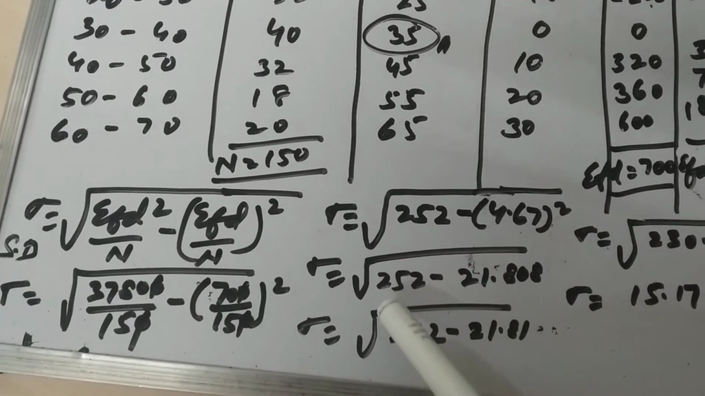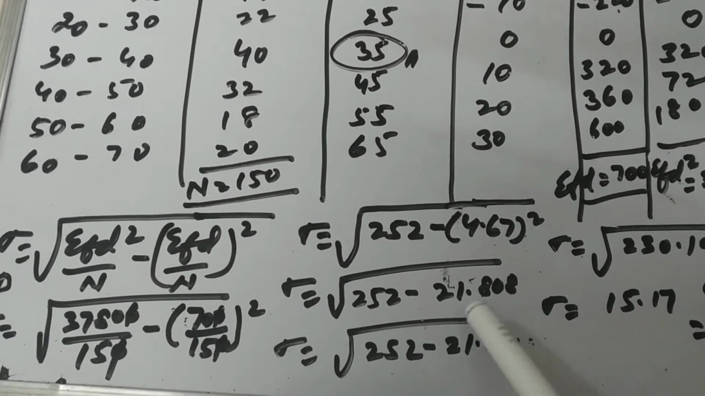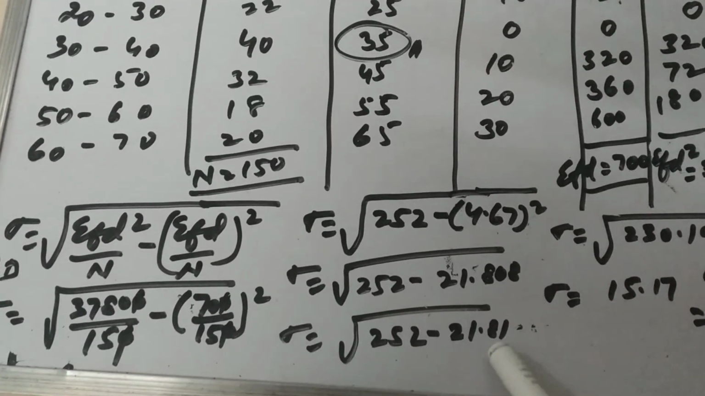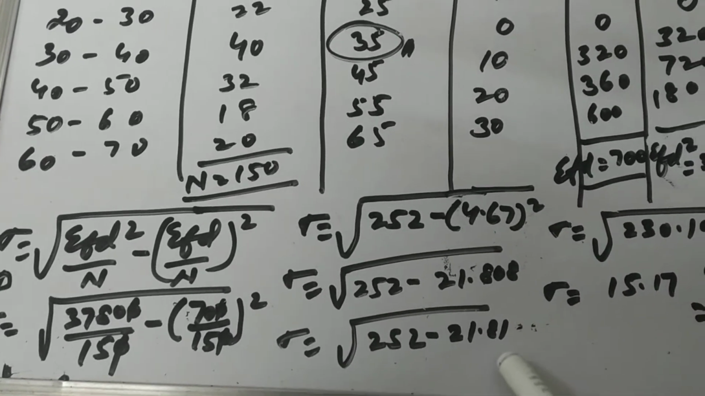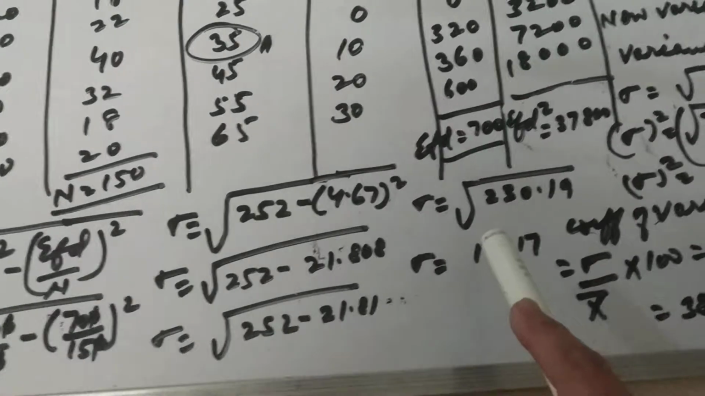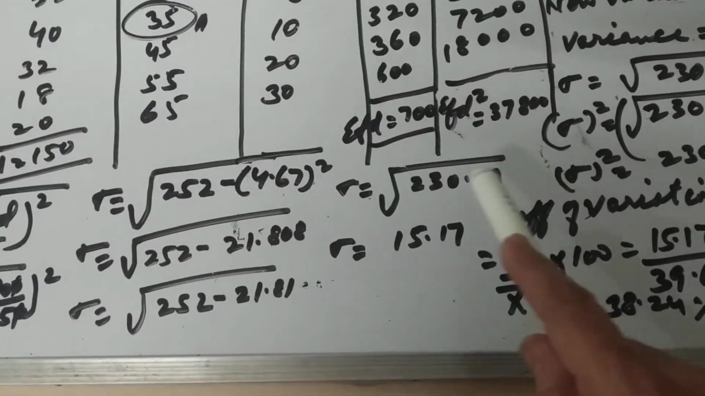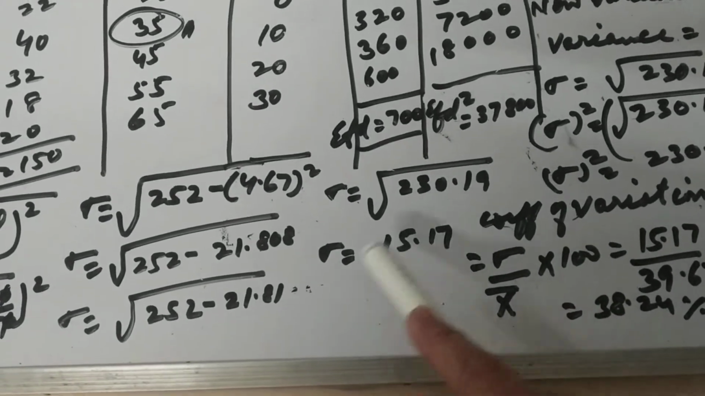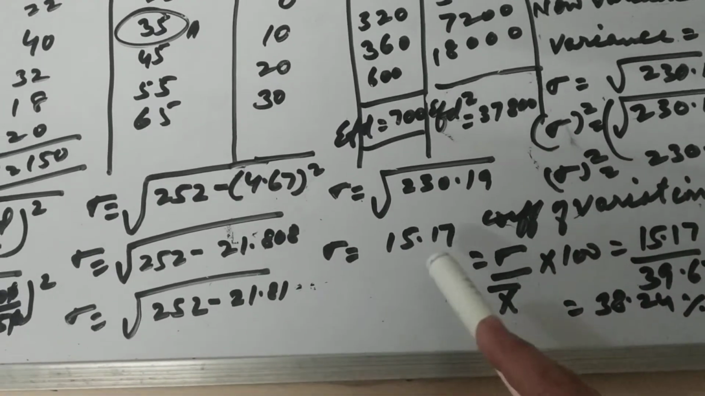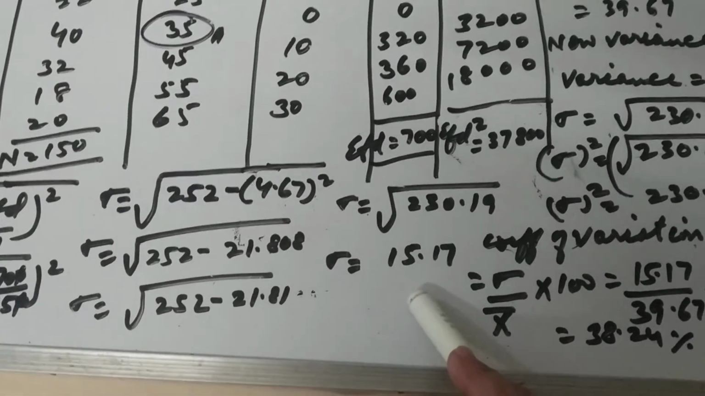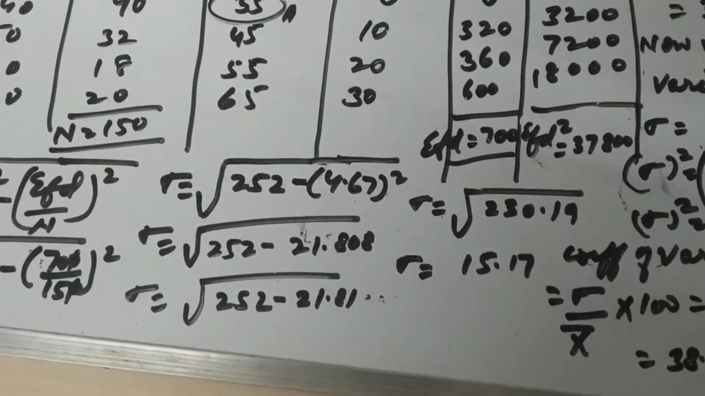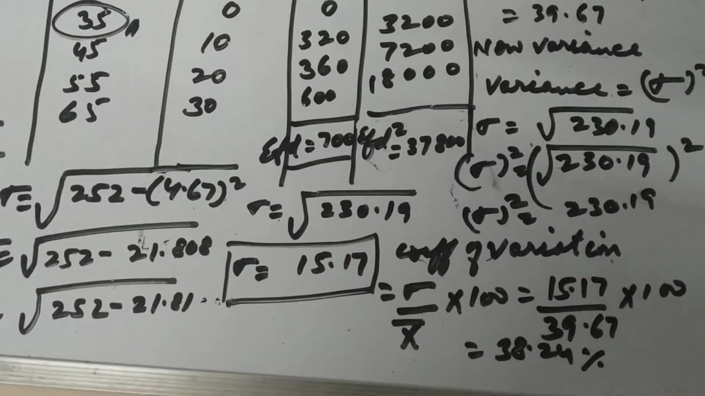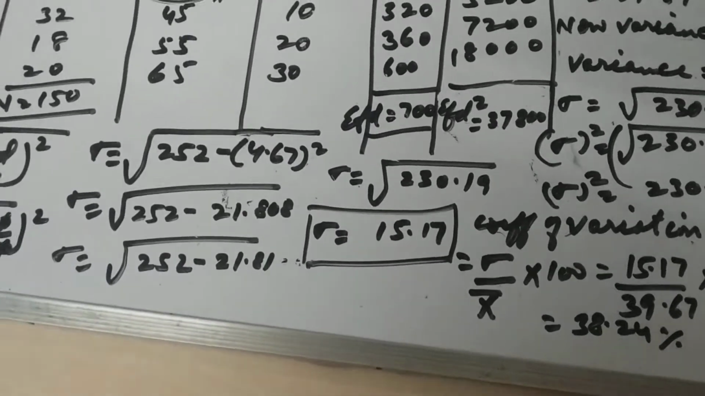You go further, then you have 252 minus 21.808. So we bring it to two decimals and make it 21.81. So 252 minus 21.81. You go with the calculations further, under root 230.19 you get as the answer, but then you have to calculate it fully. So after calculation of this under root, you get 15.17. Once you get 15.17, this is your standard deviation. So the first answer comes up, and that is with regards to standard deviation.